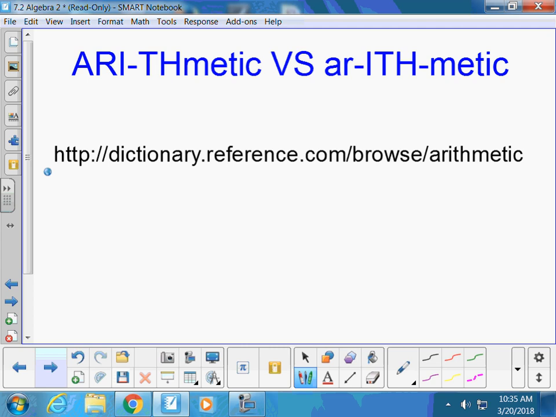Arithmetic. So an arithmetic sequence, I'll write one down right here, would be if they're adding a constant amount each time. So 2, 4, 6, 8, 10. That would be arithmetic because they're adding a constant amount each time. And you can definitely use slope-intercept form to write out equations of arithmetic sequences. Cool? That's what we're doing today. So even though these words are spelled the same, you say them differently.